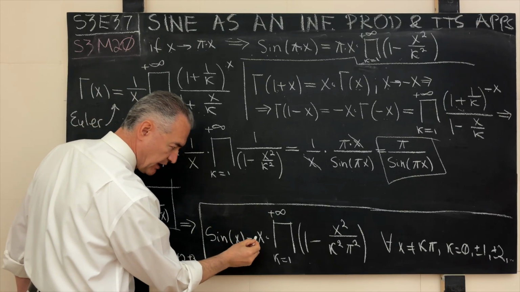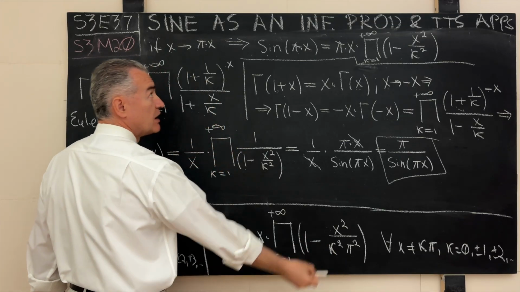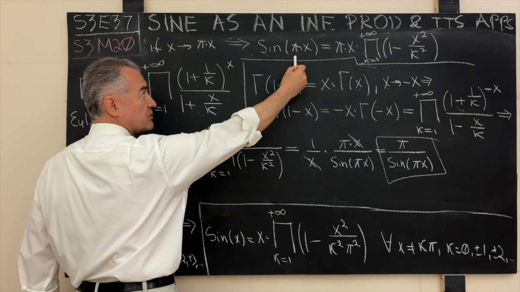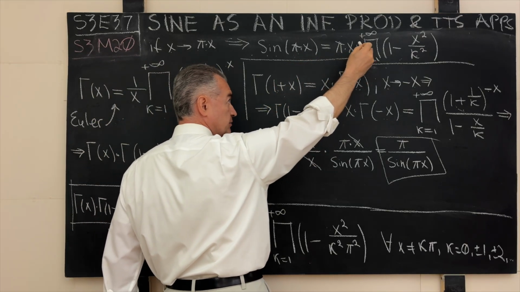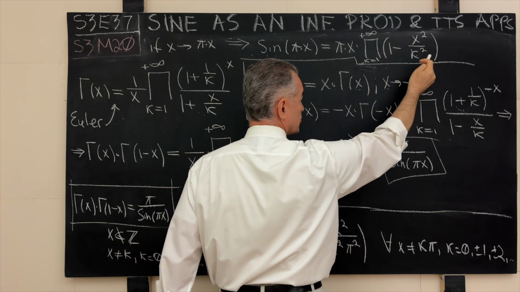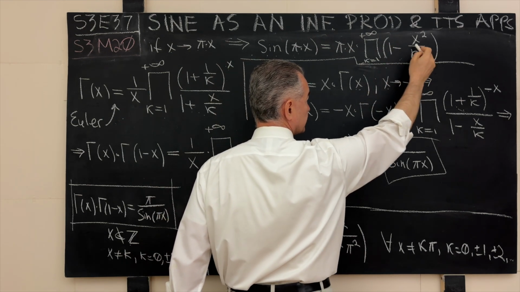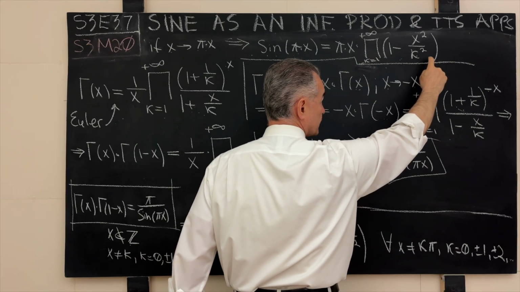Pi times x, pi times x, pi squared with pi squared cancel out. And in this case, we have the following relationship. Sine of pi times x is equal to pi times x times our infinite product over k, where we have the following structure of the common factor. 1 minus x squared divided by k squared. This time, pi vanishes from the denominator.